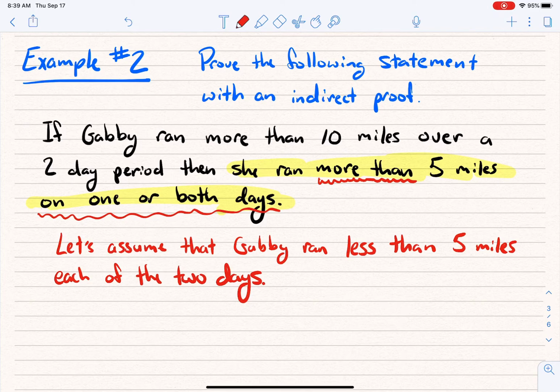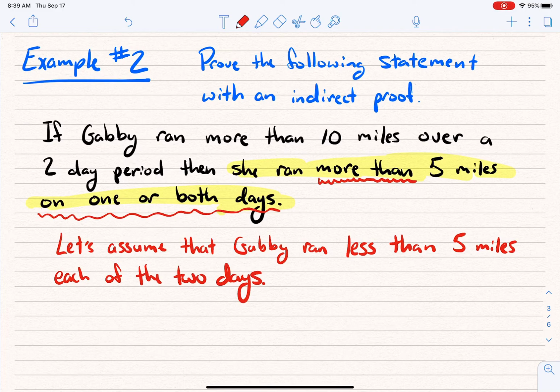Okay? So let's assume that Gabby ran less than 5 miles each of the 2 days. But what do we know? We're saying, but if she ran more than 10. Okay? So we go, wait. But we don't want to just automatically go, oh, well, that can't be, because she actually ran more than 5 miles. We don't want to do that. Let's walk down and figure out what we would know next with this argument.